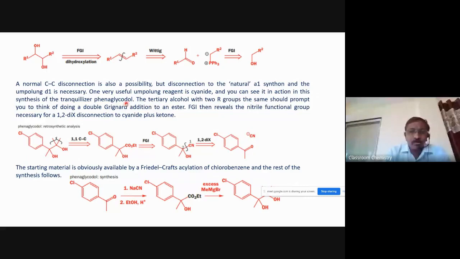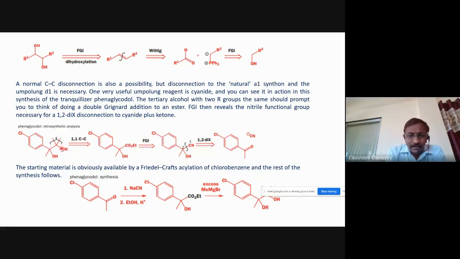This is the tranquilizer phenaglycodol. It is a very important drug. If you observe, there is a tertiary alcohol and there are two alkyl groups. They may be the same kind over here, and we can prefer the corresponding Grignard reagent double to the ester, and then we can carry out a one-two disconnection and we can get the corresponding compound. So in this case, always we have to disconnect this carbon, and that corresponds to ester.